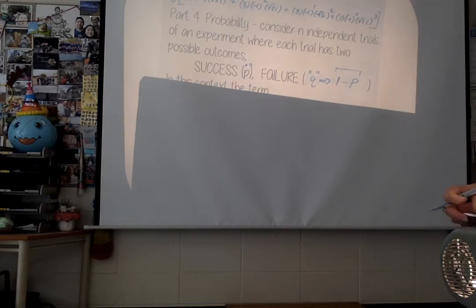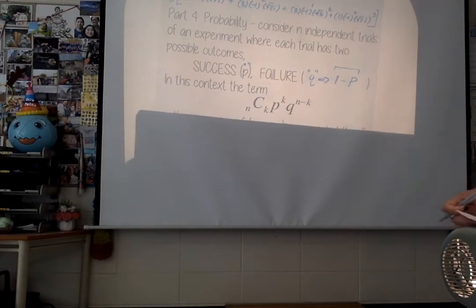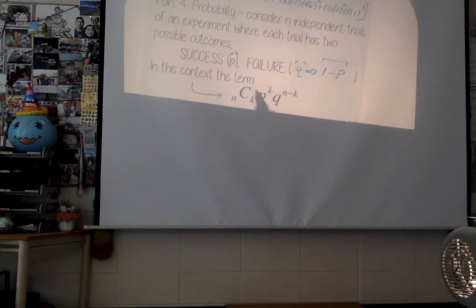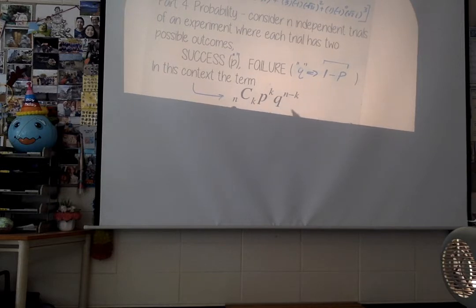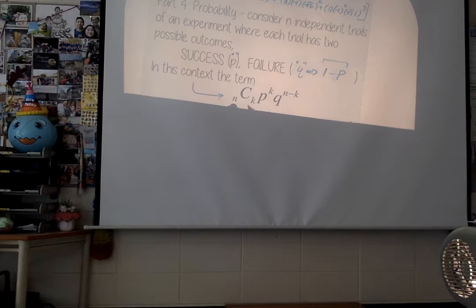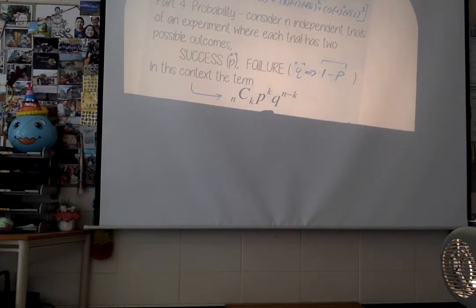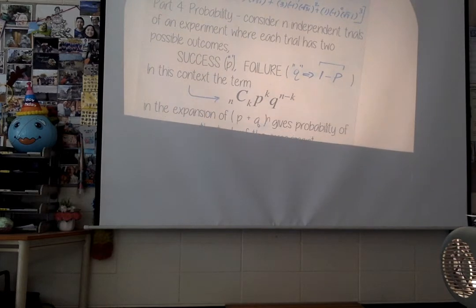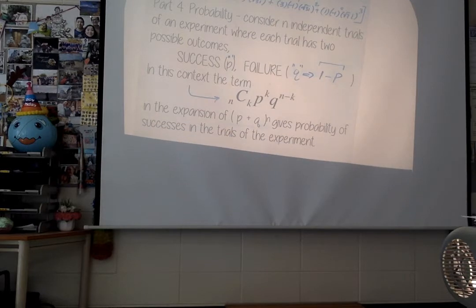Now in this context, the term, oh, you recognize this, you mean? You're right. This is the coefficient of a binomial expansion, right? You see how n choose k, I have n, I choose k. This is the coefficient here. And this is your success to the k power and your failure to the n minus k power. Makes sense, right? So we're going to try some, don't worry. The expansion of p plus q to the n gives the probability of success in the trials of the experiment.